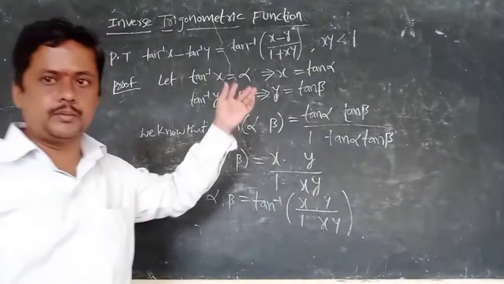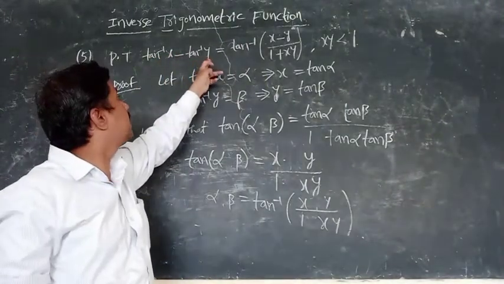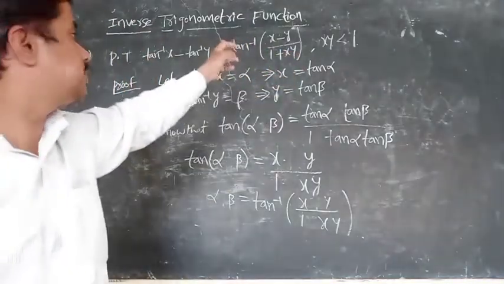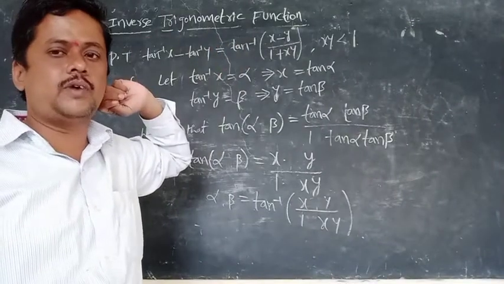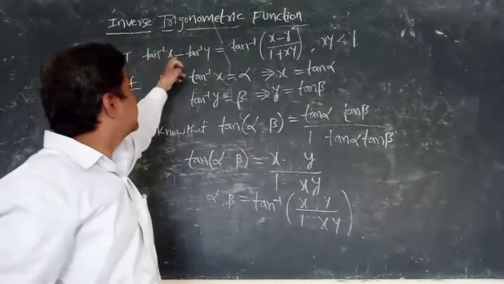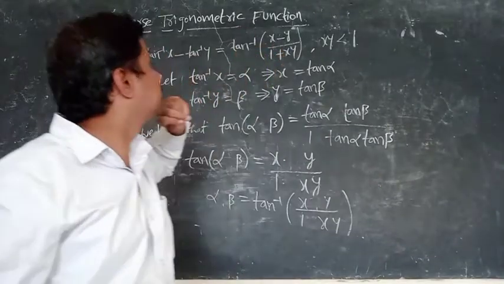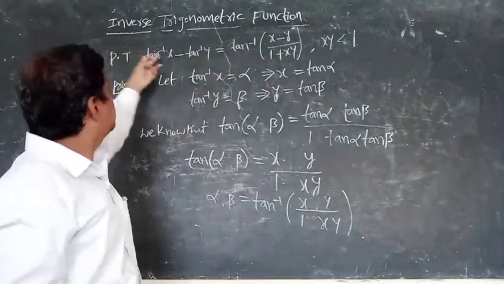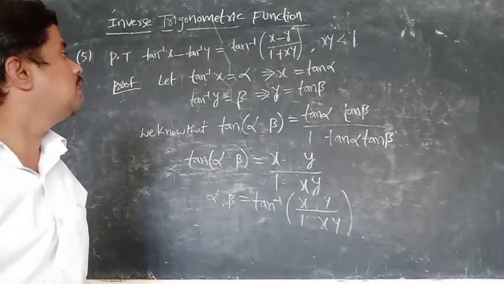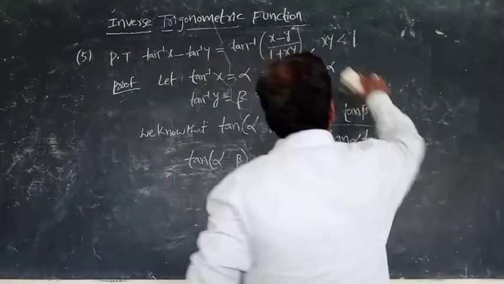Next property: tan inverse x minus tan inverse y is equal to tan inverse of (x minus y) divided by (1 plus xy). What is the difference between the previous property and this property? There you find tan inverse x plus tan inverse y is equal to tan inverse of (x plus y) divided by (1 minus xy). This is different. Now the condition is xy is greater than minus 1.